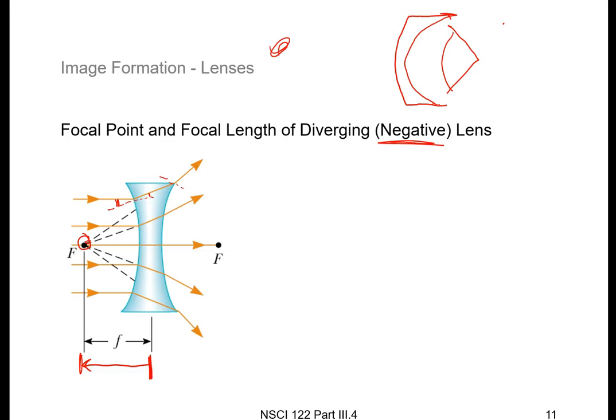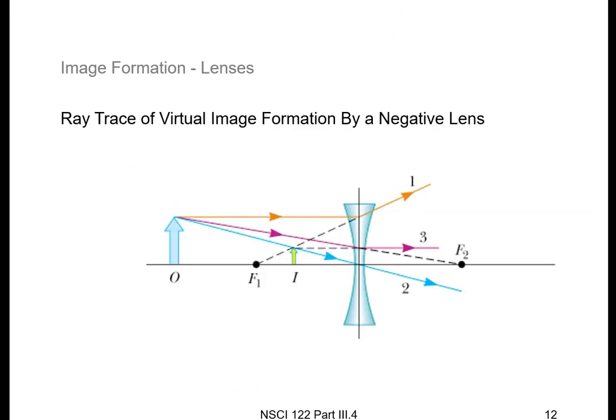Okay, now let's try the image formation and see what that looks like. So this shows a ray trace for an object that's right here, out here. And you can again see, here are the two focal points we just talked about. So if we look at this static picture, here's the first ray that I would draw from the tip of the object arrow. It goes parallel to the optic axis.